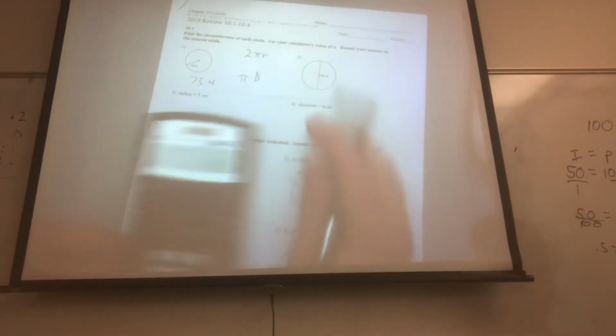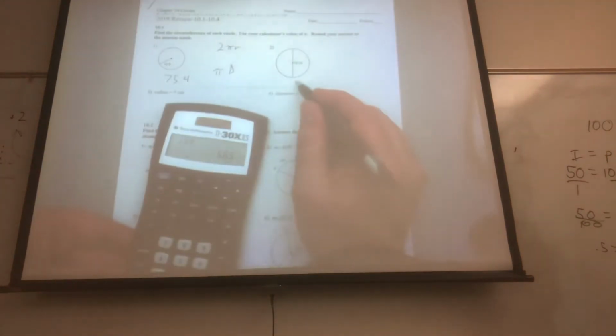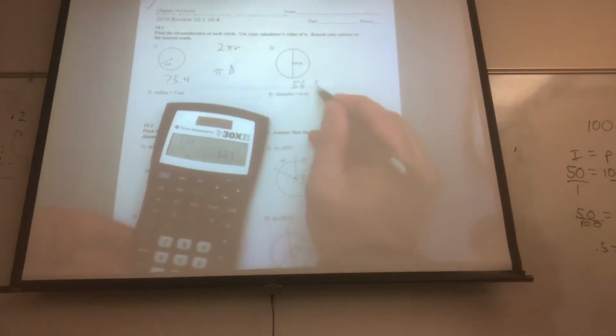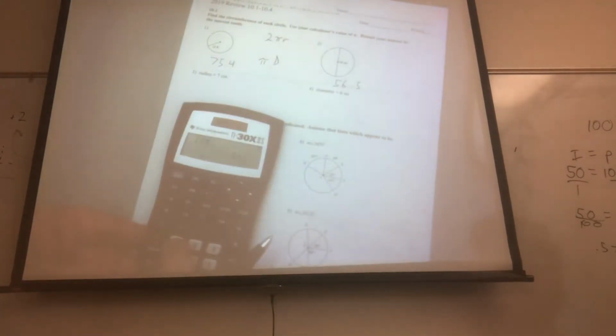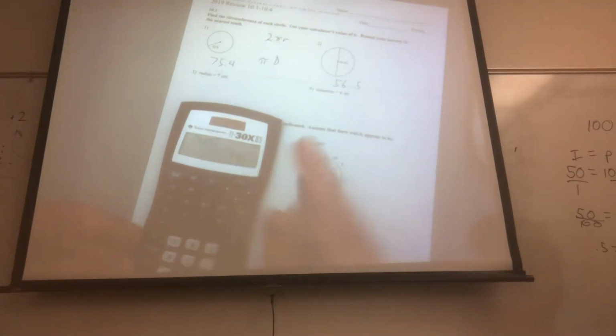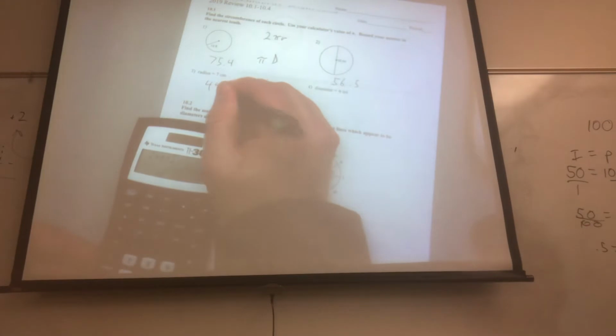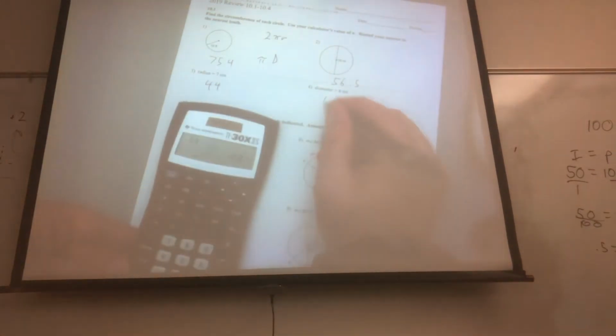On this one, all I need to do is take 18 times pi, and it's 56.5. On this one, it should be 7 times pi times 2. Keep in mind, I don't have to go in the right order. This is still going to give me the right answer of 44. This is a diameter, so that's just 6 pi, which is 18.8.